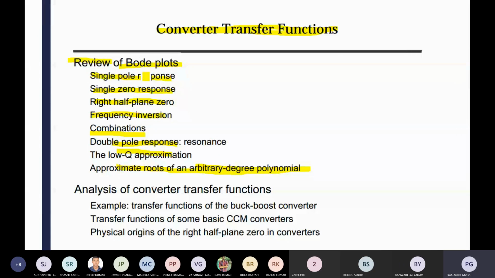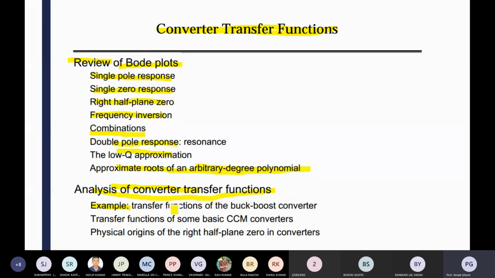There are a lot of portions in your control system, but I am only picking these portions, because they are relevant to our study. We have to be much more focused on the relevant topics of our subject. After doing this portion, we can go for the converter transfer function study. In this chapter, in this study, we are taking some examples.